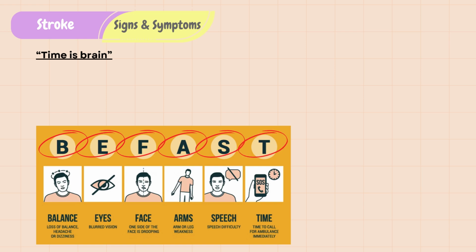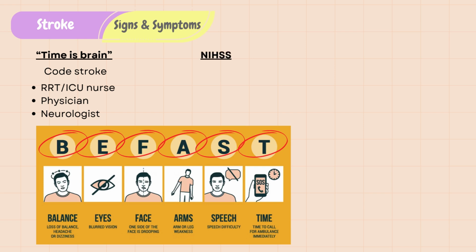T stands for time. If stroke symptoms are suspected, call 911 immediately or activate the rapid response team or a code stroke in acute care centers. The code stroke team usually consists of a rapid response nurse or ICU nurse, a physician, and a neurologist that will make a rapid and accurate assessment, diagnosis, and initiate interventions.